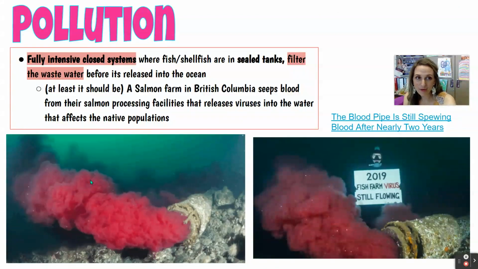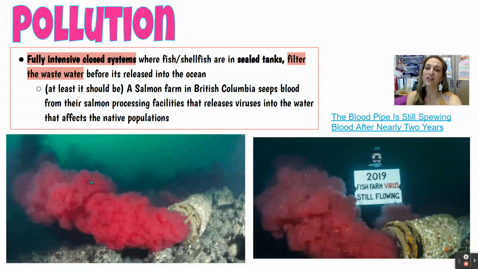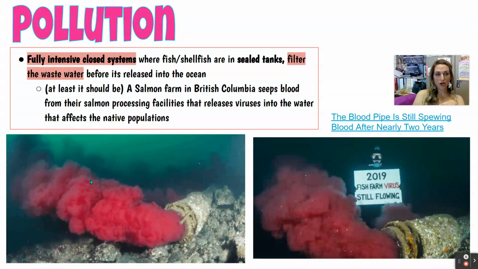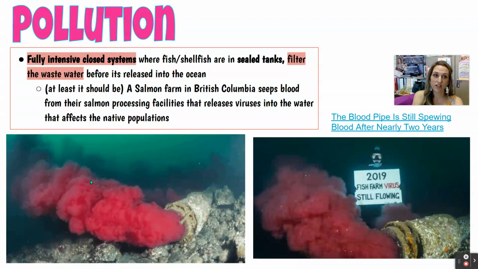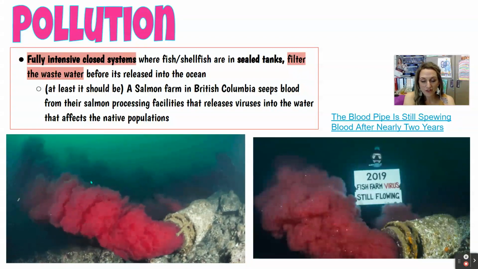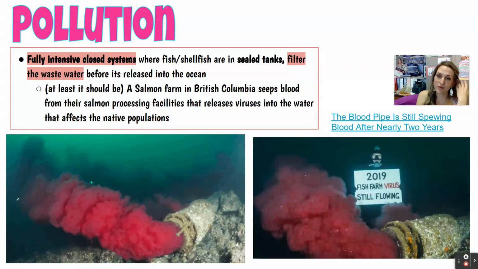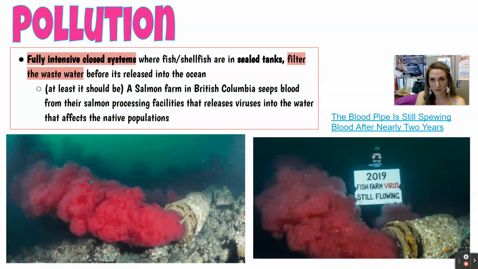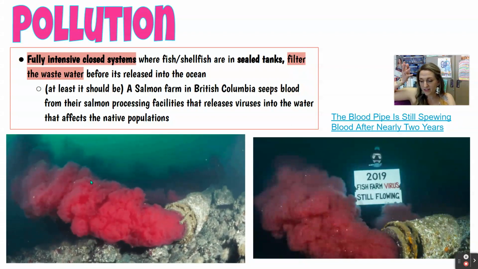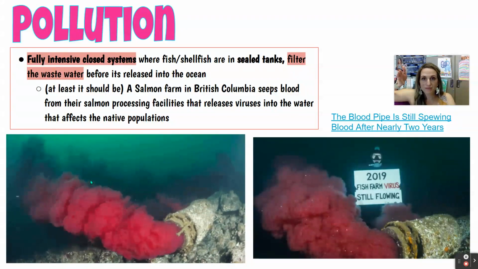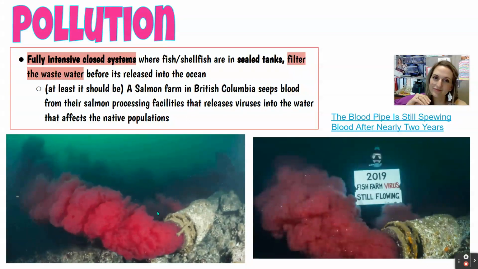In intensive closed systems, so this is not connected to a natural water source, the water the fish are in is in a sealed tank, but the water should be filtered before it's released into the ocean. And when I was looking for GIFs to put in here, here's what I found. So that's where I said at least it should be. A salmon farm in British Columbia seeps blood from their salmon processing facility, and that also releases a lot of viruses that the dead salmon were carrying into the water, and that affects their native populations. So that's great.